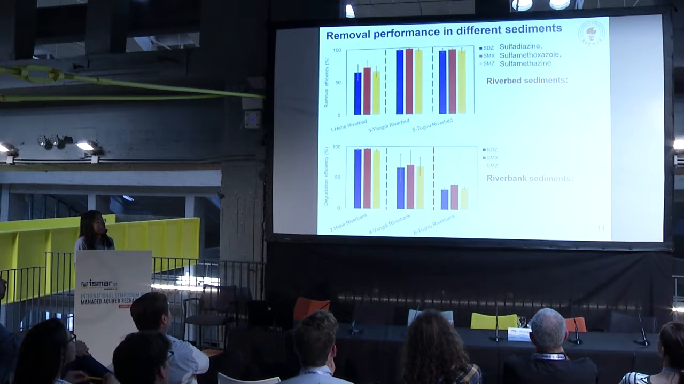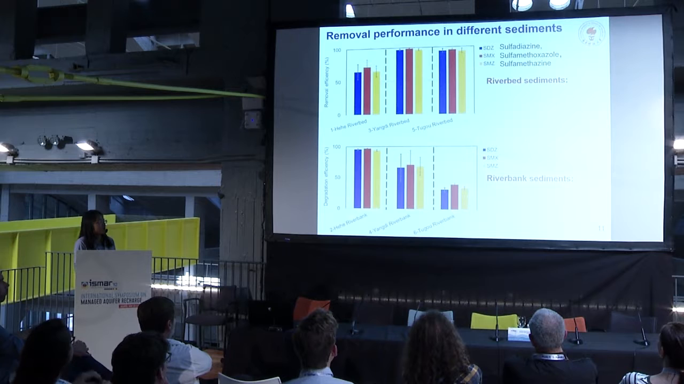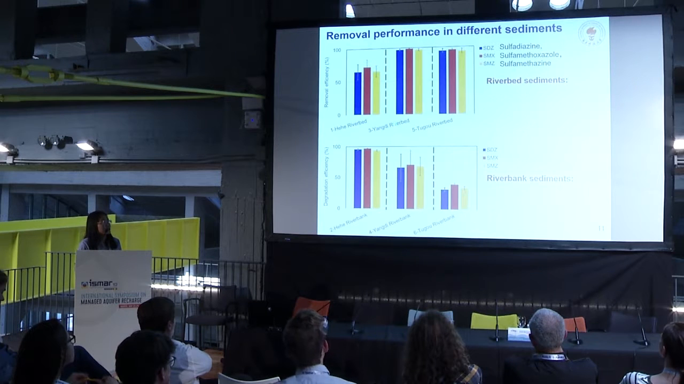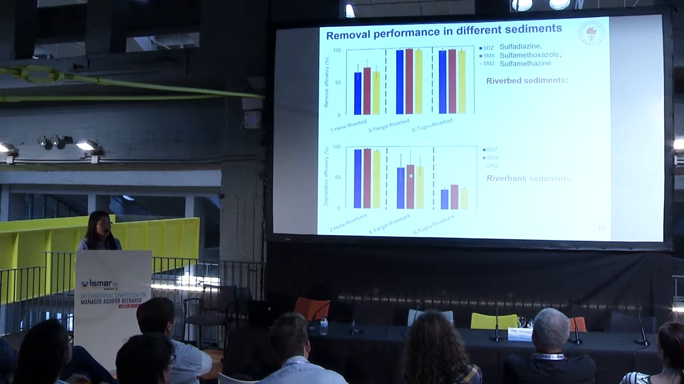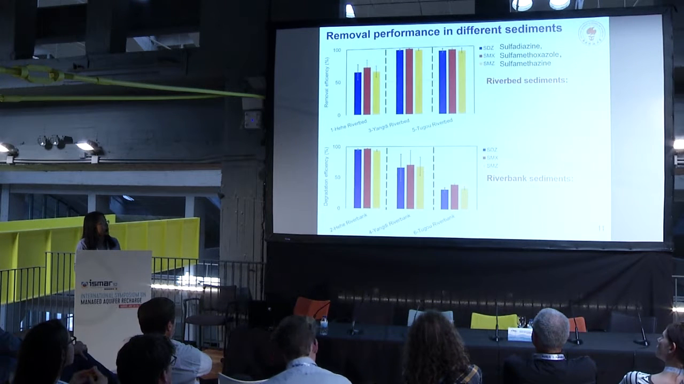And here is the removal performance of different sediment. Here are 2 panels I divided into riverbed sediment, so 3 different riverbed sediments and 3 different riverbank sediments. And this is the removal performance of these 3 antibiotics. Generally, the removal performance is better for riverbed sediment compared to riverbank sediment. But the exception is this one. For sediment 1, riverbed from the first field site, the removal performance is worse than the riverbank sediment from this field site.